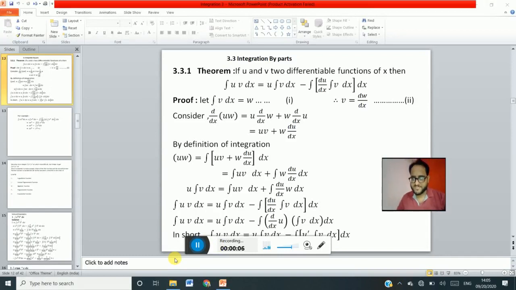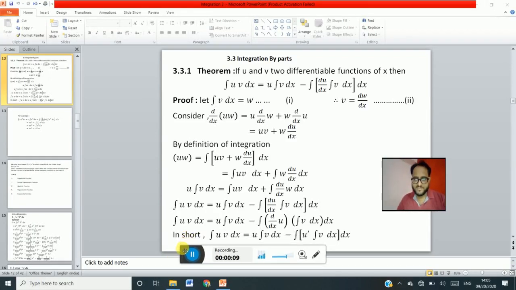So in the previous class, we completed the examples of the type integration of px plus q upon ax square plus bx plus c and integration of px plus q upon square root of ax square plus bx plus c. Right, now the next topic, and the last topic for this year's syllabus, is integration by parts. Actually, the last topic in this chapter is integration by partial fraction, but that topic is removed from the syllabus for this year. So this should be the last topic for you in this chapter, integration by parts.